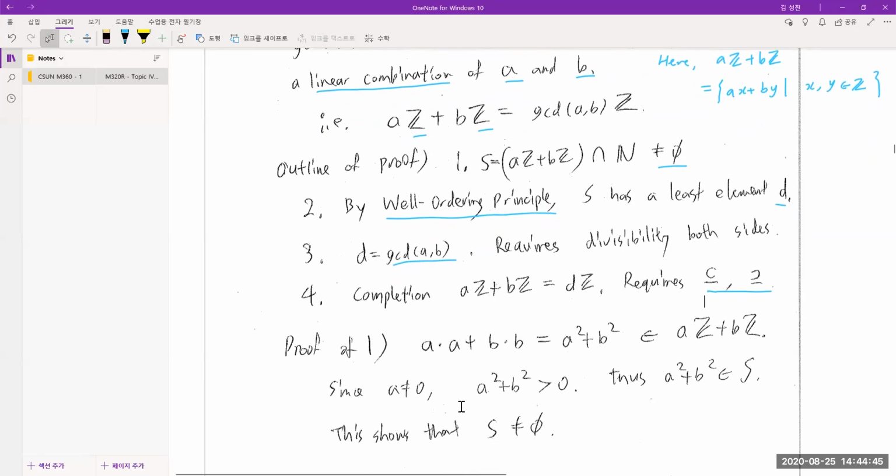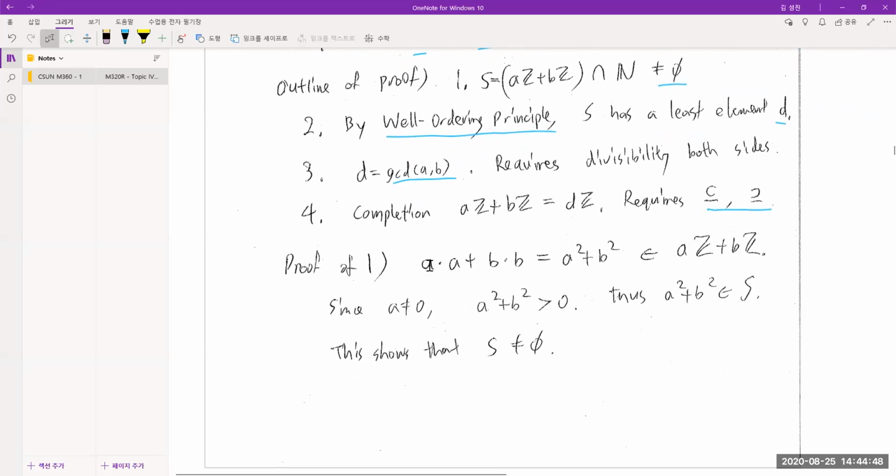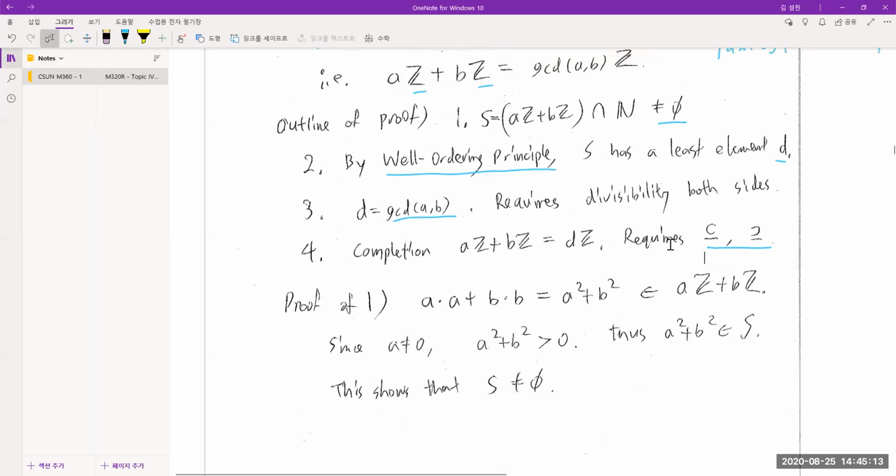Right, so proof of the first step: A times A, B times B, it will make the sum of the squares. And obviously that belongs to the multiples of A plus the multiples of B. And since A is non-zero, A squared plus B squared is positive. So A squared plus B squared is in the set S. This shows that the set S is non-empty.